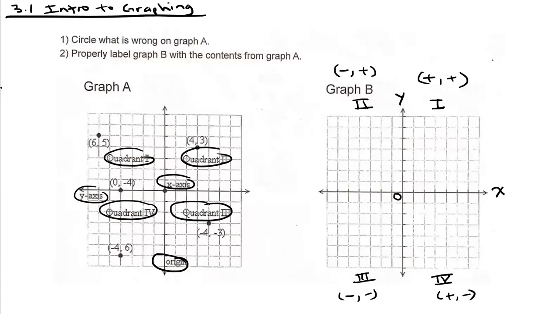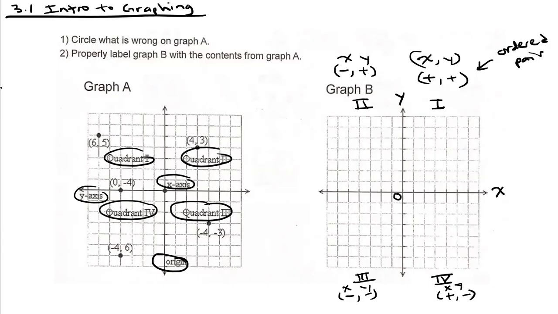Okay. And now let's also label this. So this is an ordered pair, right? This is called an ordered pair. All right. So you have your x coordinate and then your y coordinate. Okay. So x, y, and then you have x, y. Now how about the coordinates themselves on graph A?